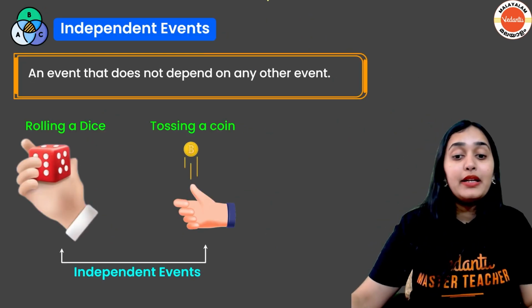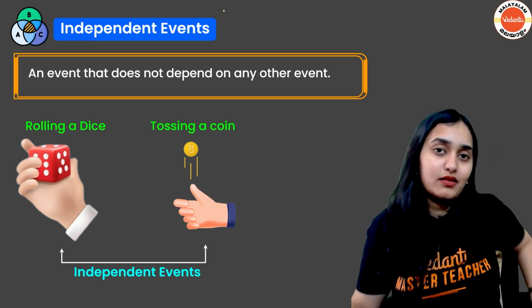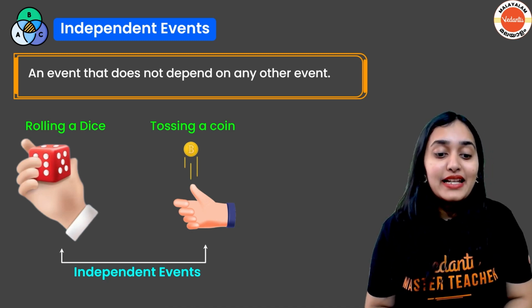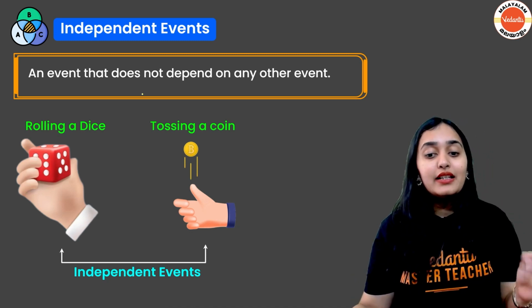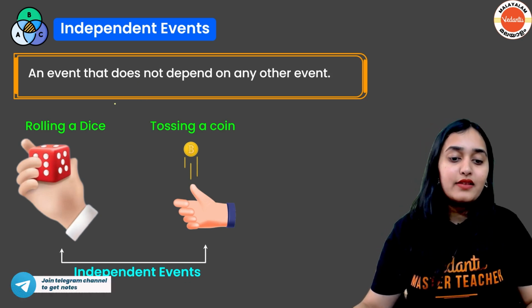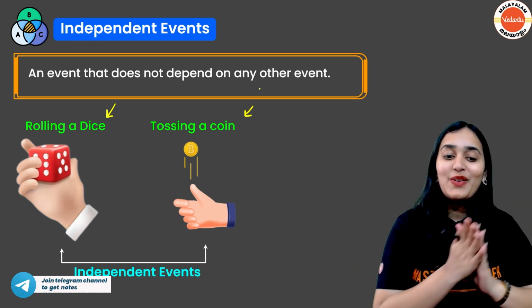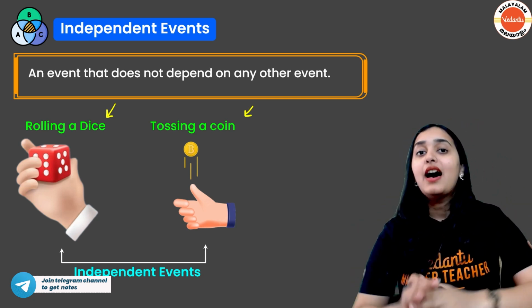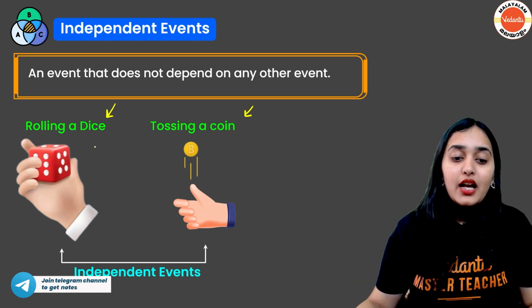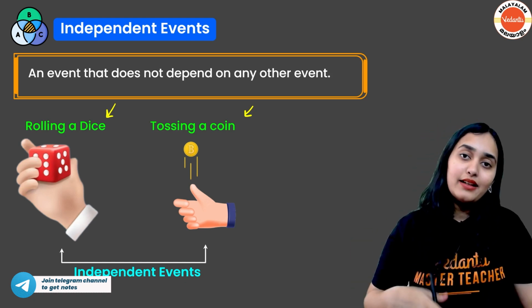Now coming to a very important type of event known as independent event. From the name itself you can tell what independent events are. An event that does not depend on another event is called an independent event. For example, rolling a dice, tossing a coin. Rolling a dice and tossing a coin are absolutely independent of each other. They do not depend upon each other. If one is happening, the other can happen.